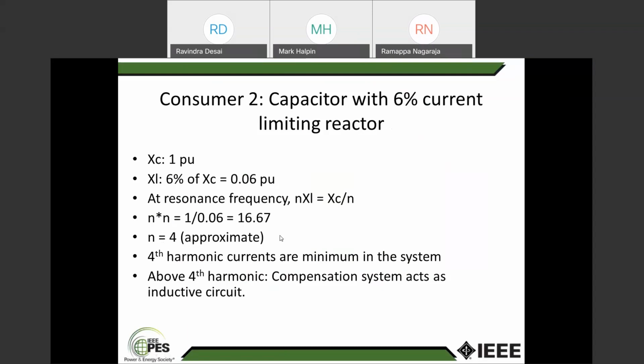And if it is a perfect power electronic equipment where the first half cycle and the second half cycle in the sinusoidal waveform are symmetric, you can do the Fourier analysis. If it is a symmetric waveform, there is no even order harmonics. Therefore, if you tune at 6% current limiting reactor, it gets tuned to the fourth harmonic. Therefore, what will happen corresponding to the fifth harmonic?